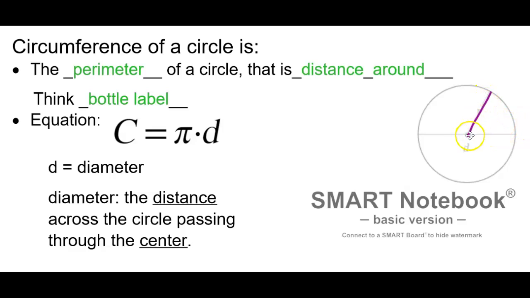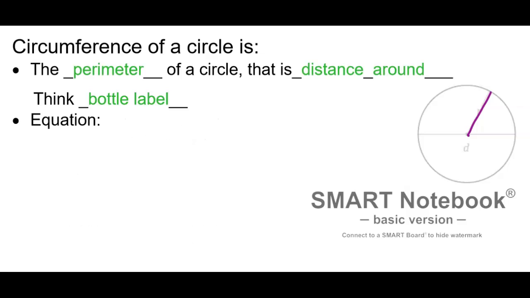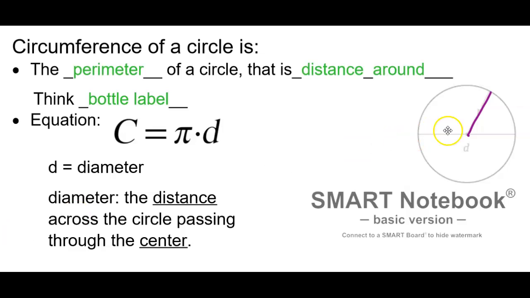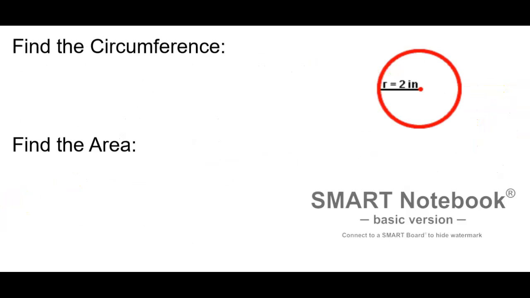It's 2 radiuses. So if you only know the radius, but you need the diameter for your circumference equation, then you have to multiply that radius times 2. If you're looking at area and you only know the diameter, you're going to have to cut it in half because the radius is half of the diameter. Okay, so let's do some of these.